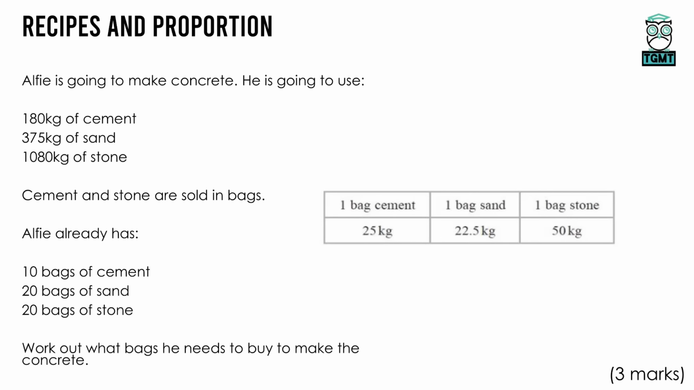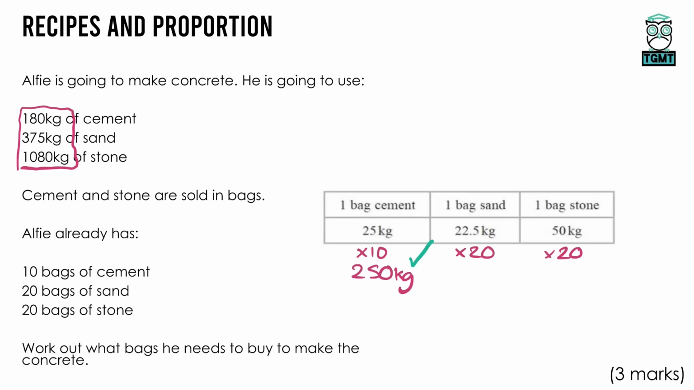Well, first of all, we want to know how much he actually has. We know how much he has in bags. So he has, and if we label this underneath, we've got 10 bags of cement, 20 bags of sand, and 20 bags of stone. Well, in terms of total kilograms, because that's what we know up here is our sort of recipe for this concrete, how much we actually need. Well, 25 times 10 is 250 kilograms. Does he have enough of that? Well, he only needs 180, so we have enough cement.